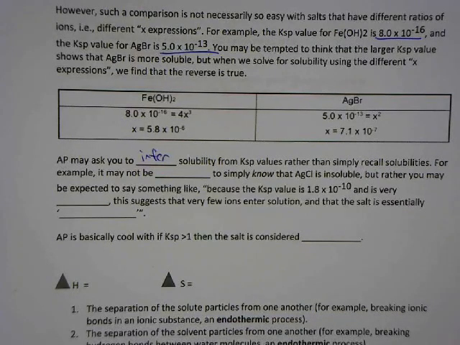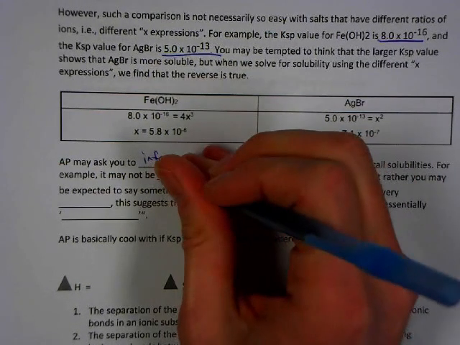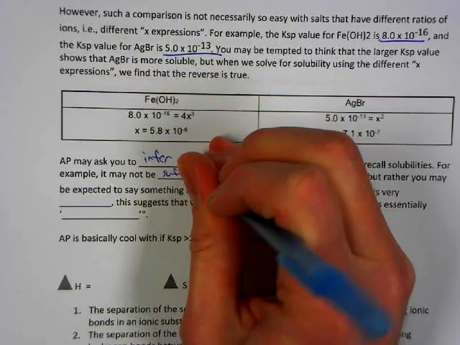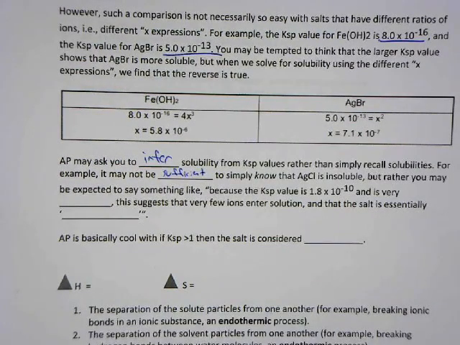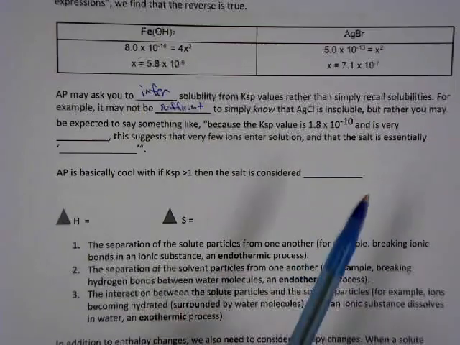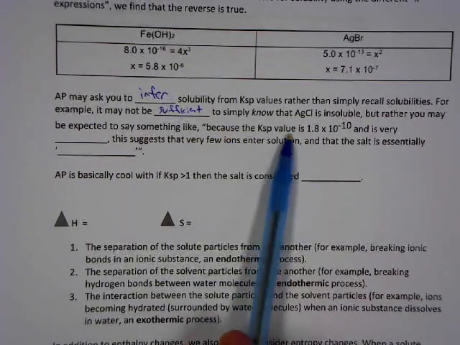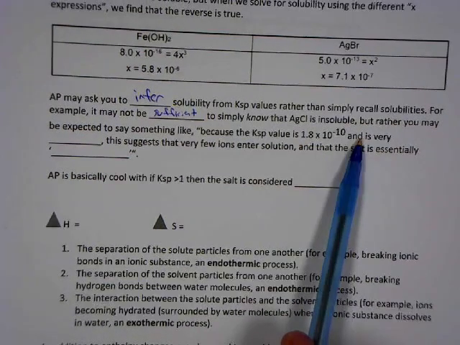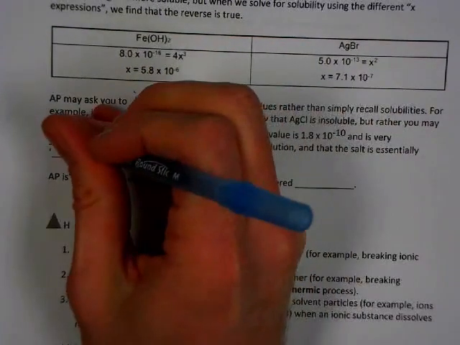AP may ask you to infer solubility from Ksp values rather than simply recall solubilities, and I hate it when they do that. So, for example, it unfortunately may not be sufficient to know that AgCl is insoluble. We know that, right? Silver chloride, it's on the back of our periodic table, not soluble. You're going to have to review that.